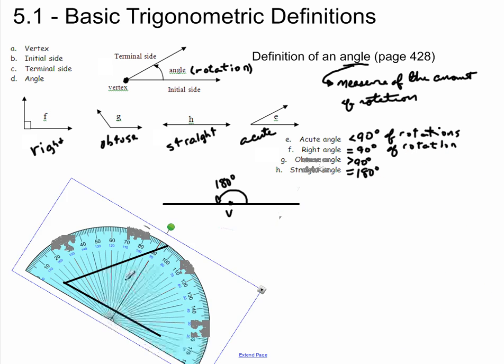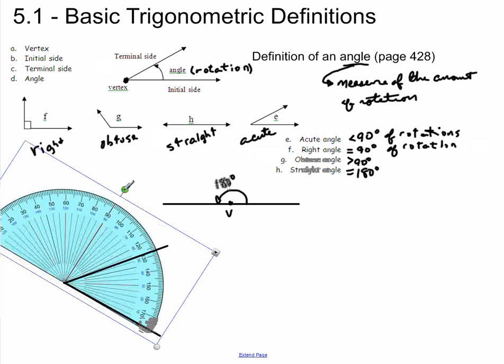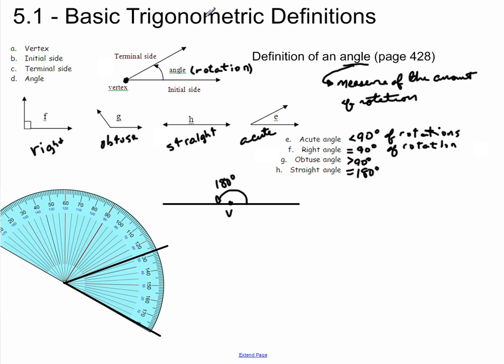Let's see if I can get this about right here. This angle that I made right here, let's see if I can get this straightened out. There we go. About, looks like 52 degrees, right? This is approximately 52 degrees of rotation. So if I were actually measuring 52 degrees or so of rotation, that's what it would look like, right?